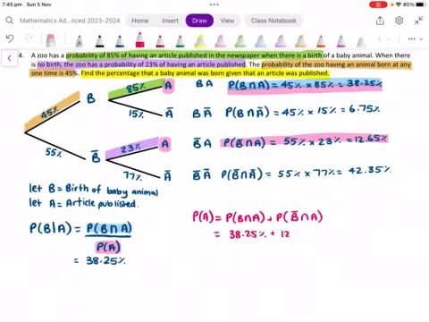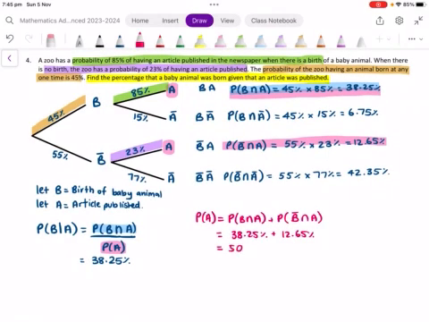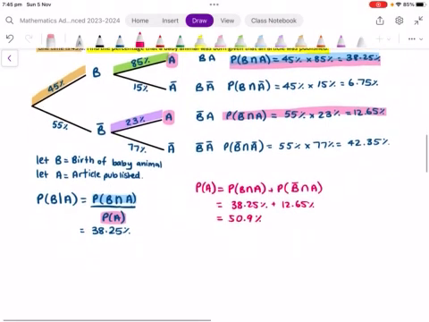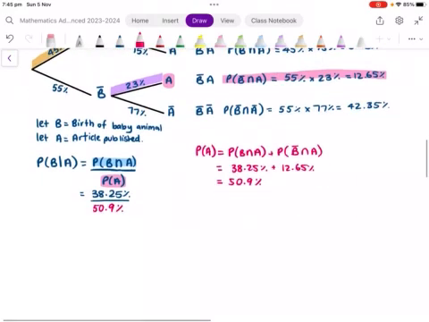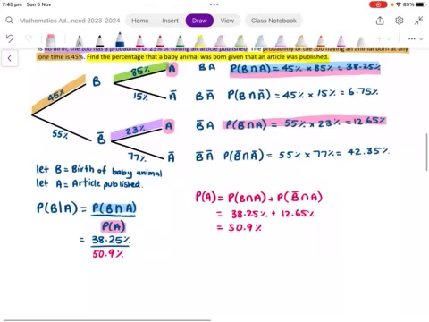So this is equal to 38.25% plus 12.65%, which is equal to, I believe, 50.9%. So we can then put this in here, 50.9%.